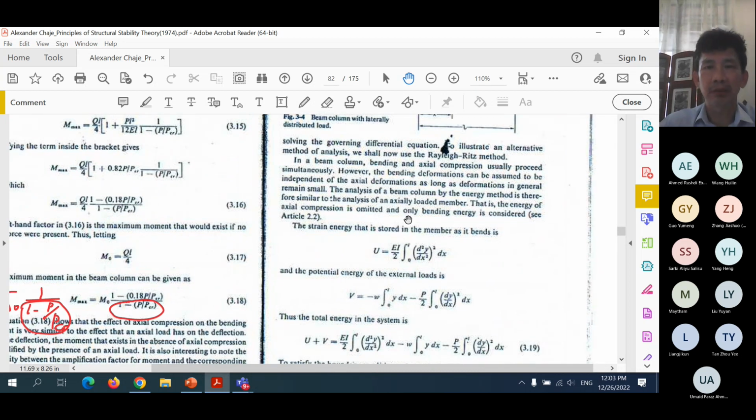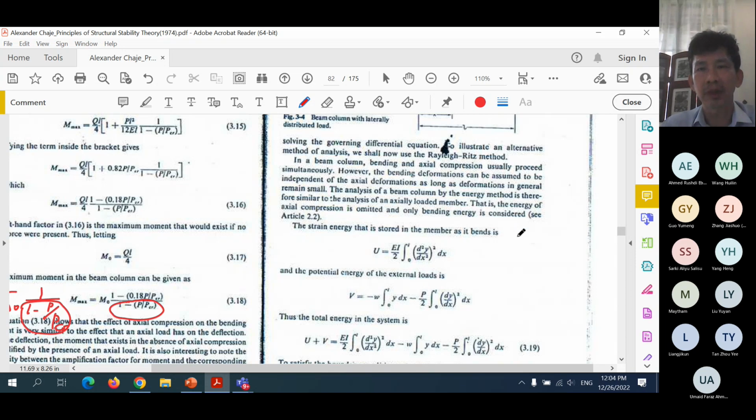Now we start the Rayleigh-Ritz method with the bending energy. A beam column is subjected to compression and also load causing bending, so you have axial deformations and bending deformations. But here we make some assumptions. In a beam column, bending and axial compression usually proceed simultaneously. However, the bending deformation can be assumed to be independent of the axial deformations, as long as the deformation in general remains small. So the axial deformation will not affect the bending deformations too much.